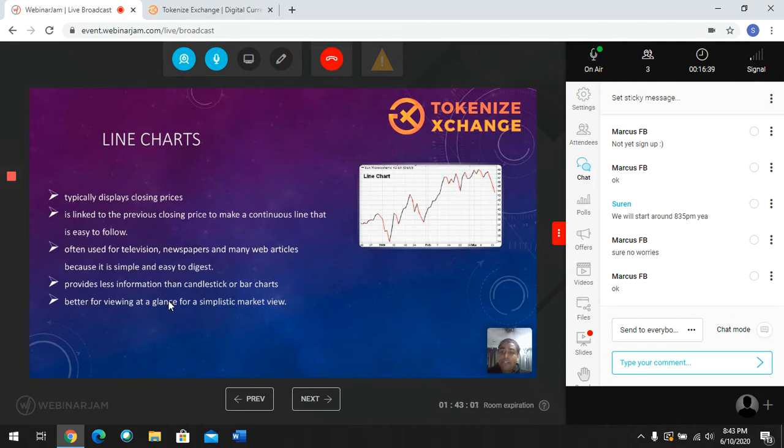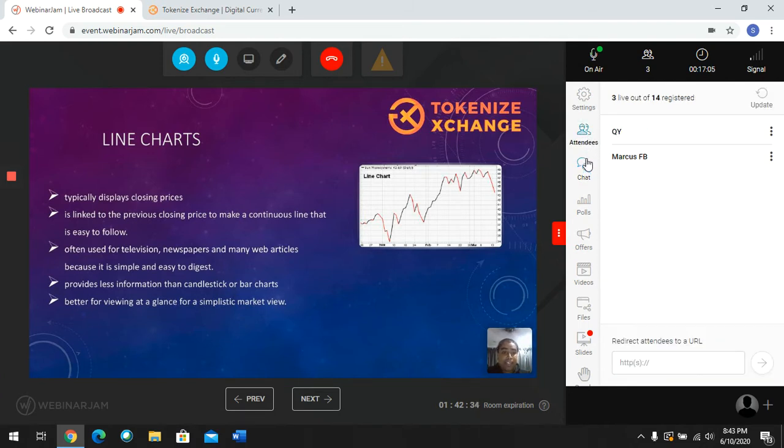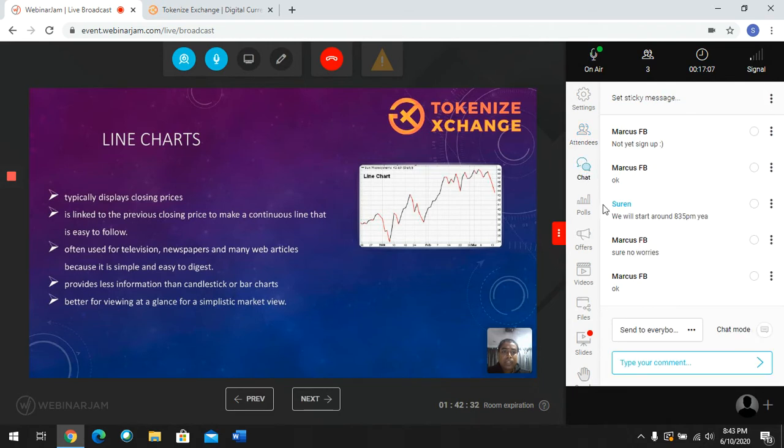It also provides less information than candlestick or bar charts. So for a beginner, if you want to understand, this is good enough for you. Line charts are good enough. Once you are familiar, then only you move on to bar charts and candlesticks. So get your hands on line charts, familiarize yourself with how charts work, then move to another level, which is the bar charts and the candlesticks. It's better for viewing at a glance, for a simple market view.